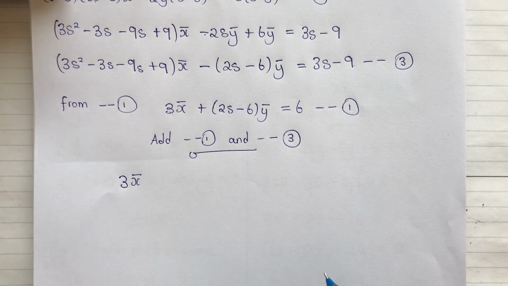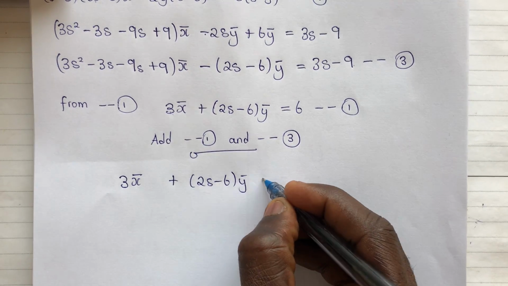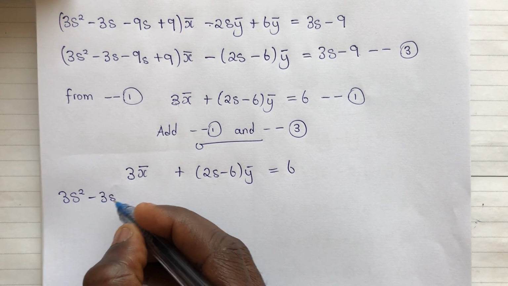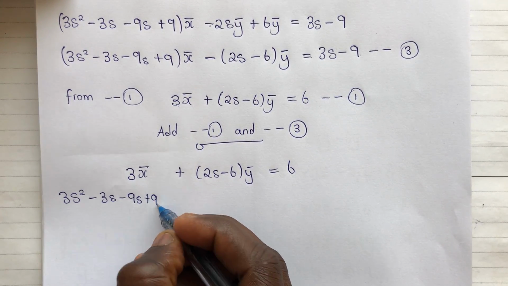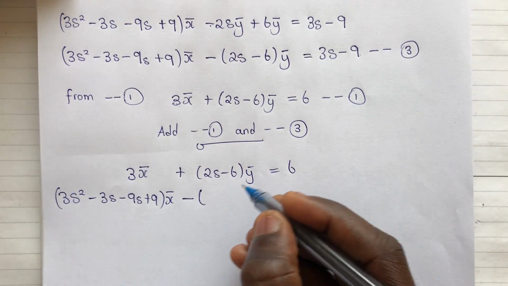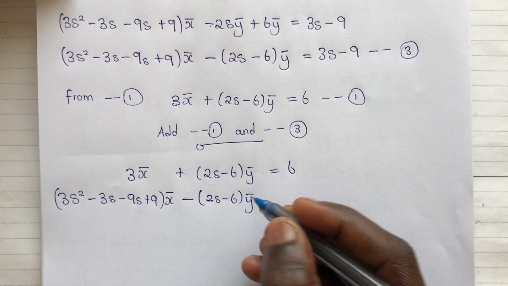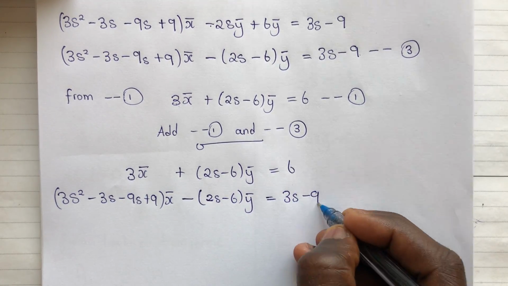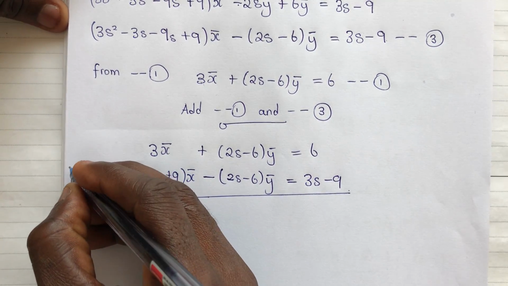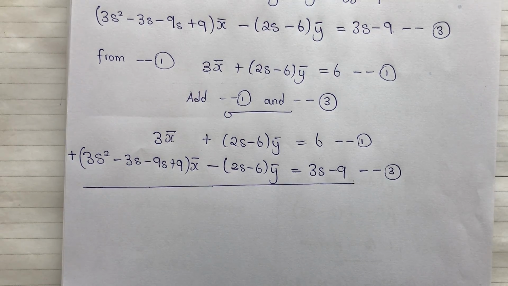So we have 3x bar plus 2s minus 6 y bar equal to 6. We have 3s squared minus 3s minus 9s plus 9, or x bar, then minus into, we have 2s minus 6 y bar equal to 3s minus 9. We can underline this. Anyway, so we add the result. So now we are adding equation 1 and equation 3. So this is how we add.